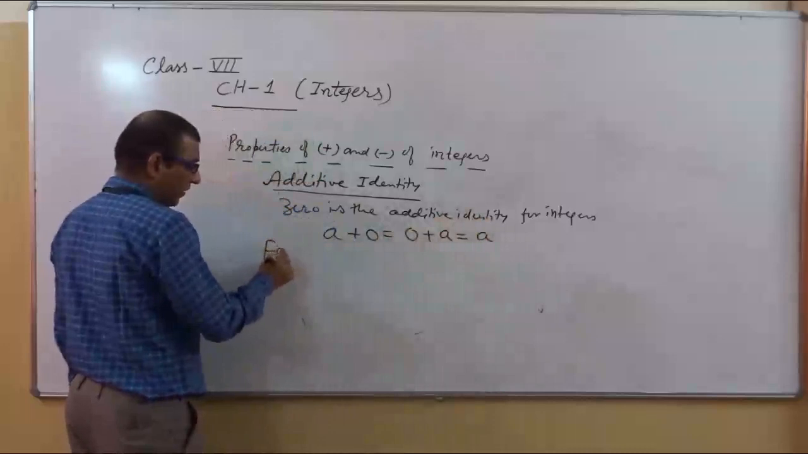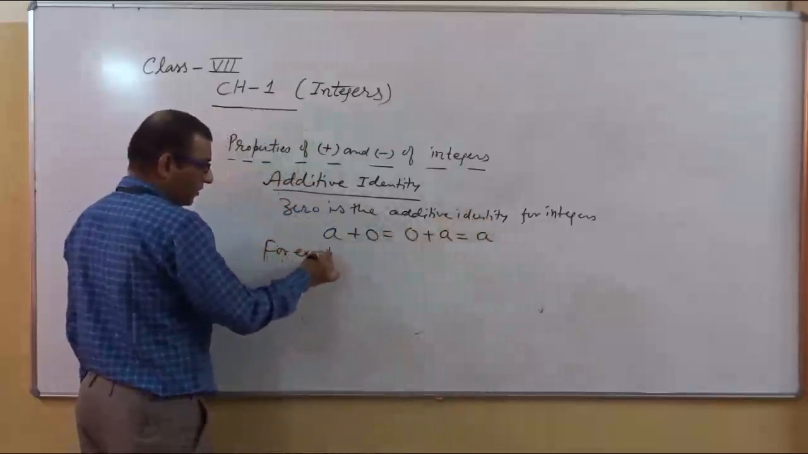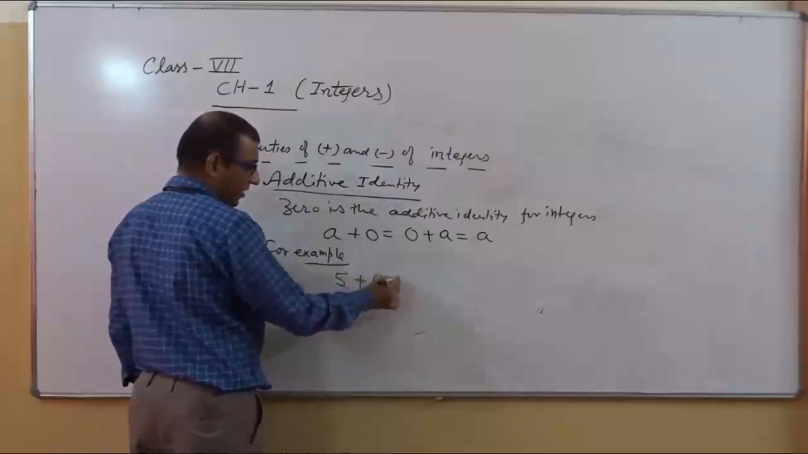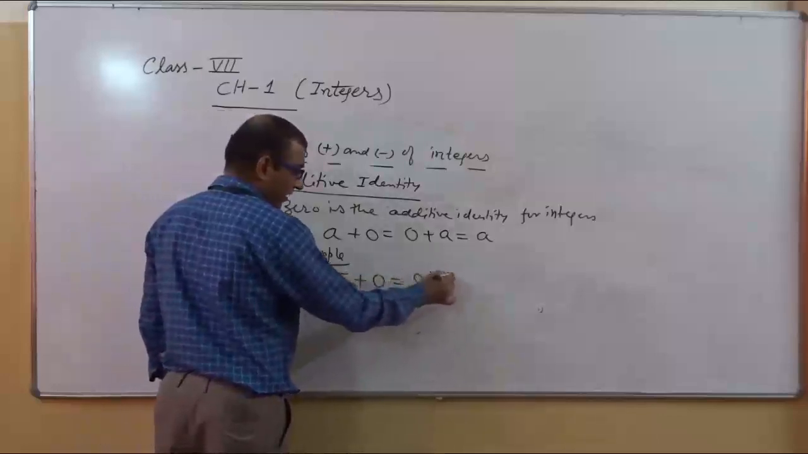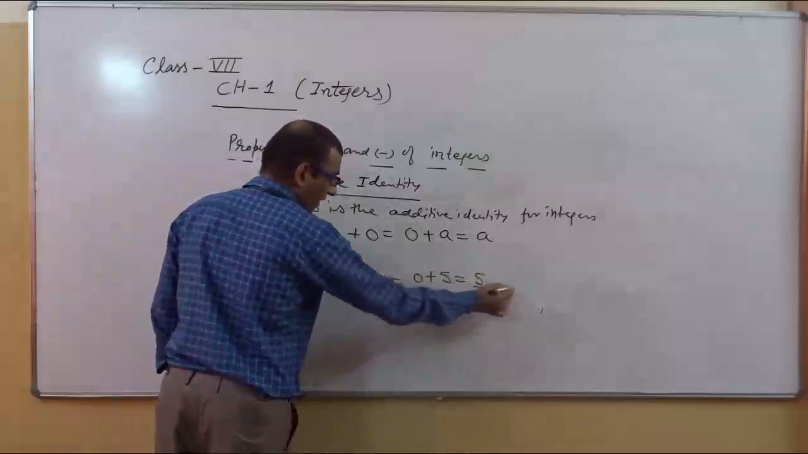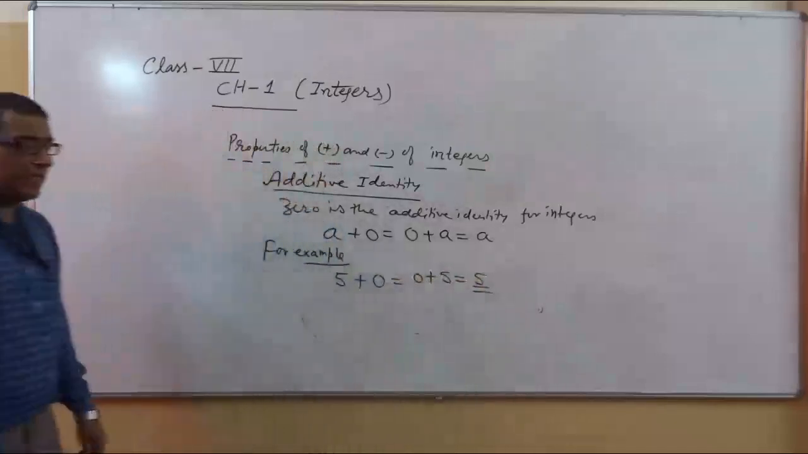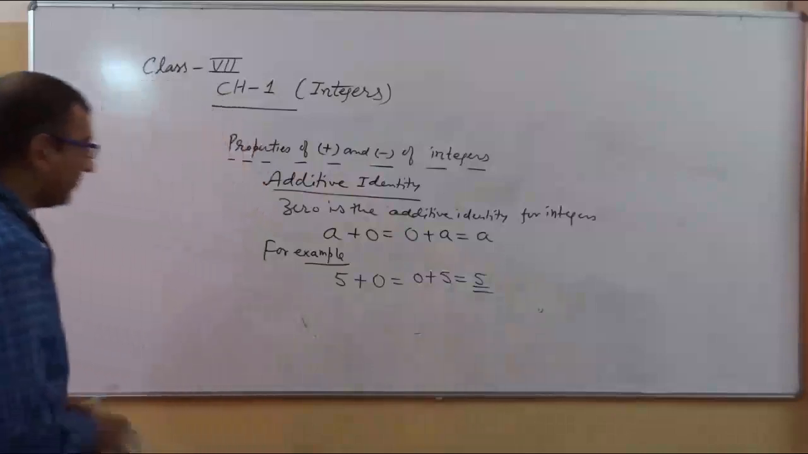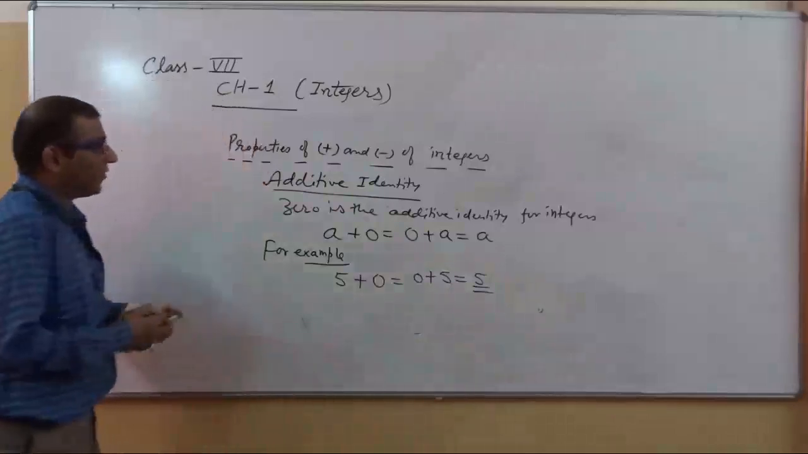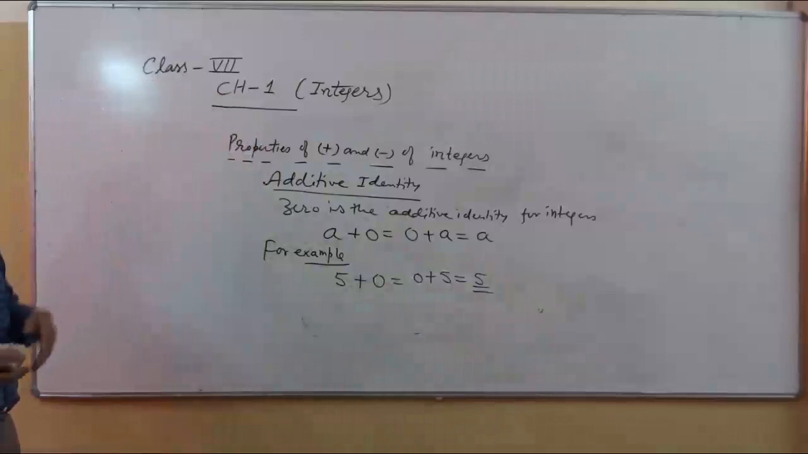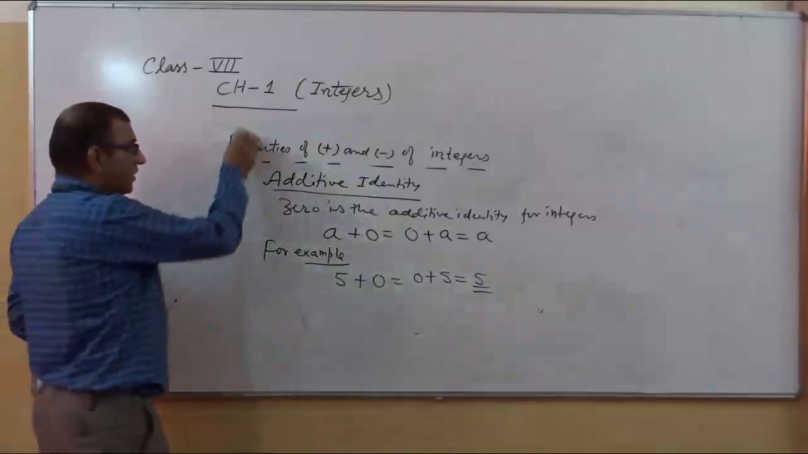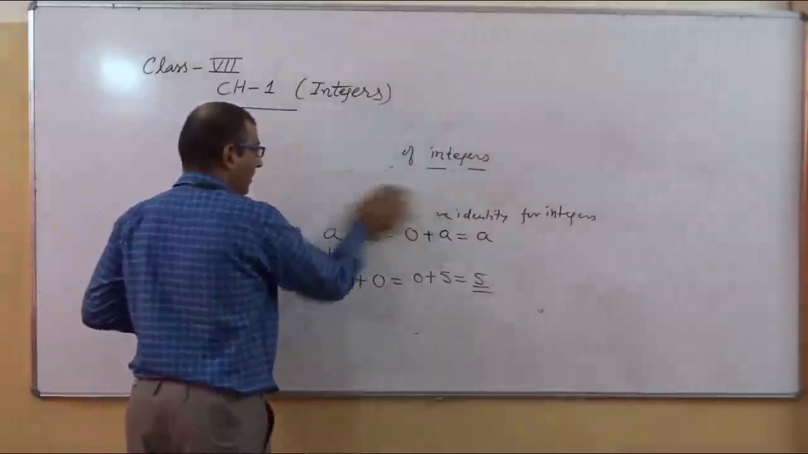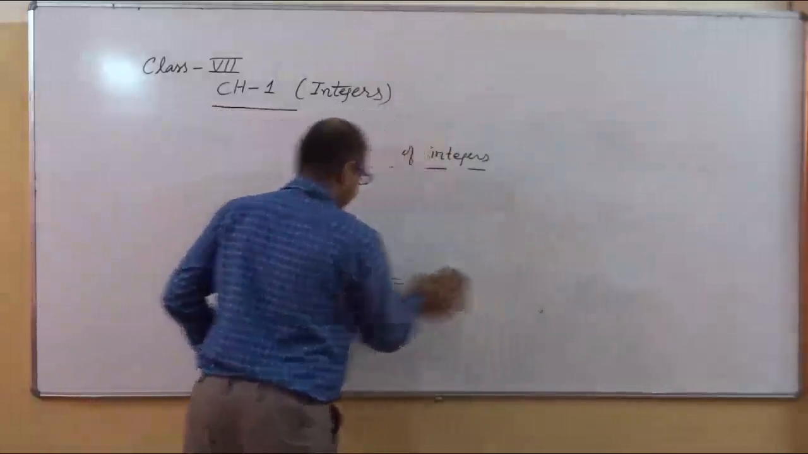For example, if we take the integer 5 and add 0 here, or it can be written this way, in both cases we again get the same integer. So this is the concept of additive identity. After these properties of plus and minus of integers, we will continue with the next concept, which is related to multiplication of integers.